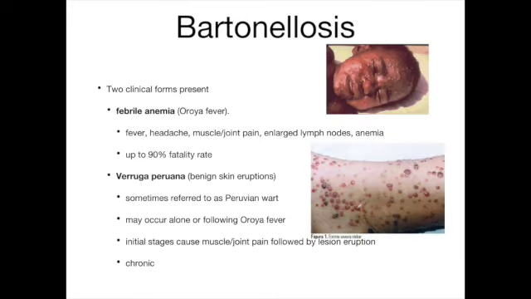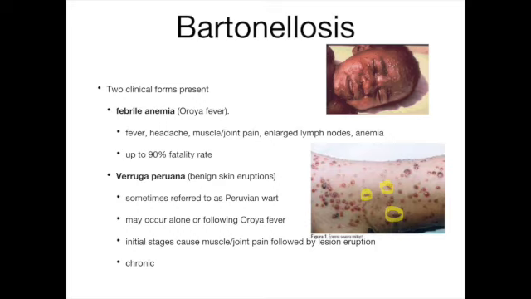Now, Bartonellosis in humans presents in 2 different ways. We have Verruga peruana, which are these skin eruptions, like these skin lesions. That's what we have here. Pretty mild. It's sometimes referred to as the Peruvian wart. It can occur alone, or it can occur with what's known as Oroya fever. Oroya fever has a really high mortality rate, about 90% fatality. So it's a really nasty disease.